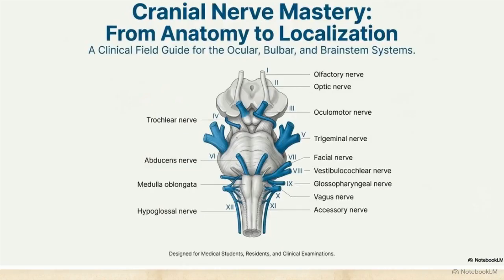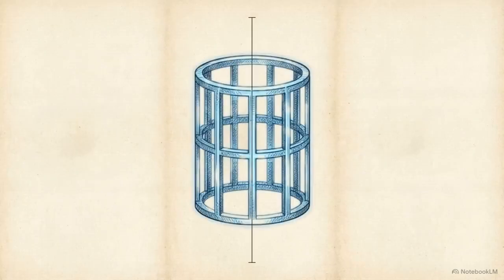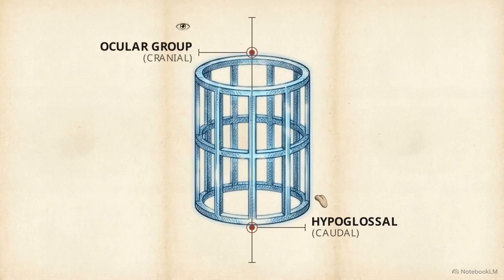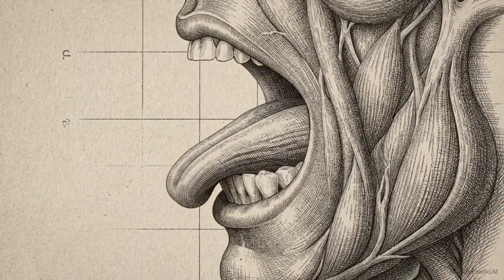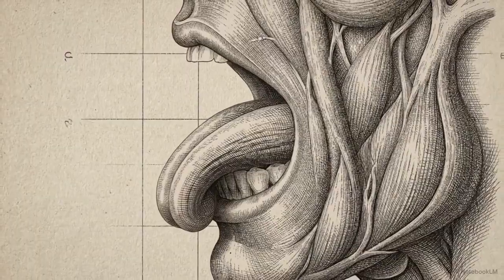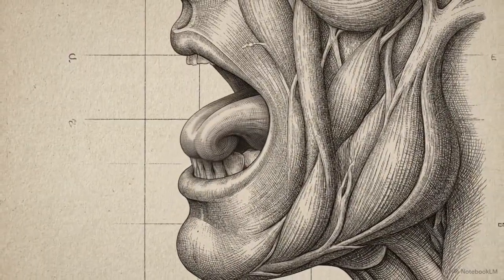Shifting focus down to the lowest topographical tier, we examine the medulla oblongata. Here, cranial nerve 12, the hypoglossal nerve, emerges from its ventral sulcus. Note its extreme caudal location near the base of the skull, standing in sharp physical contrast to the cranial location of the ocular group above it. The hypoglossal nerve has a singular, specific target. It supplies all the intrinsic and extrinsic muscles of the tongue.